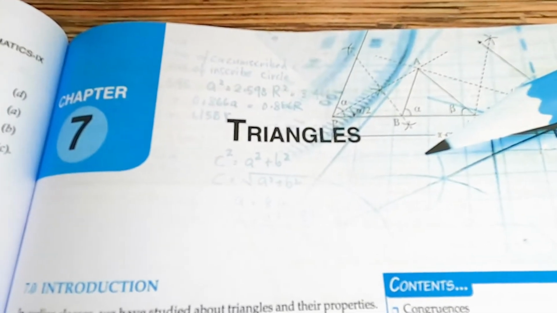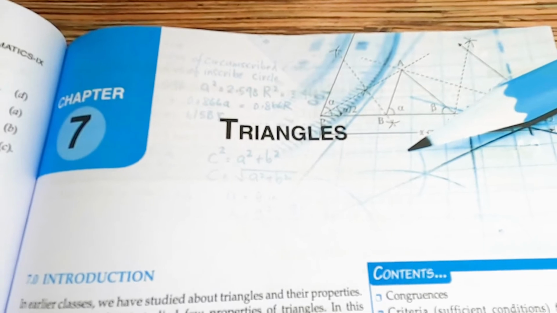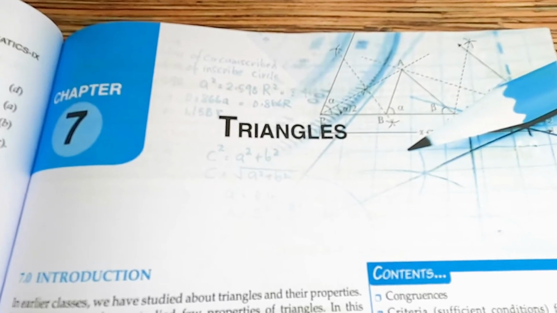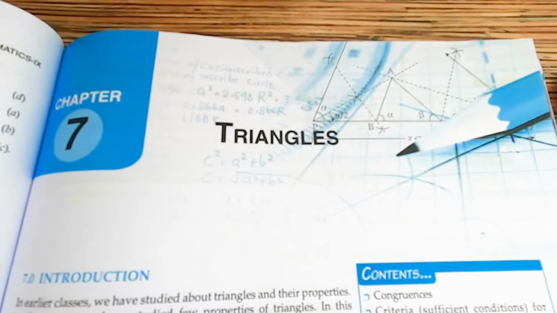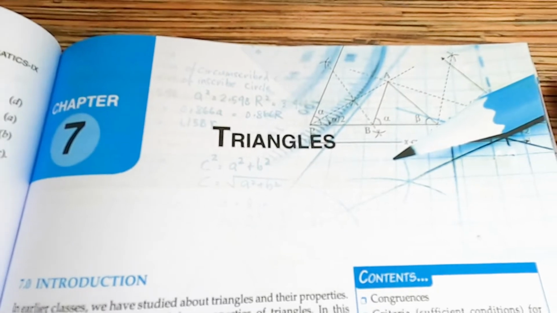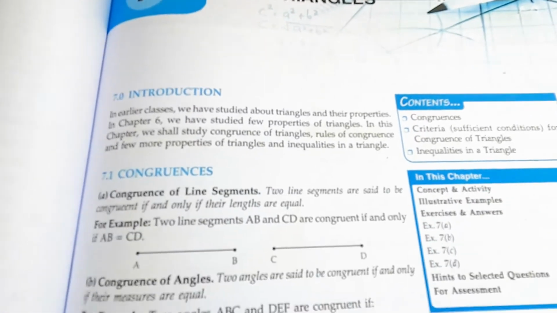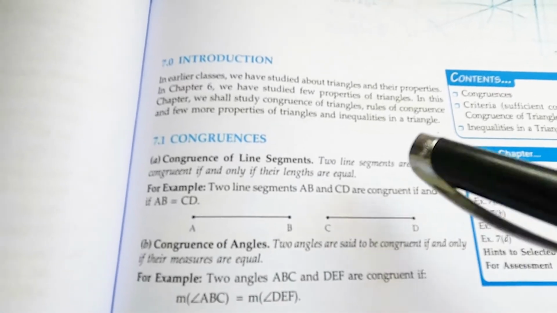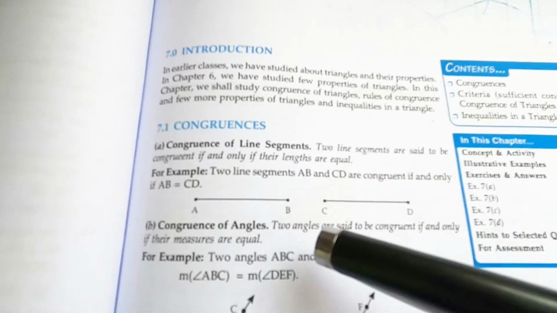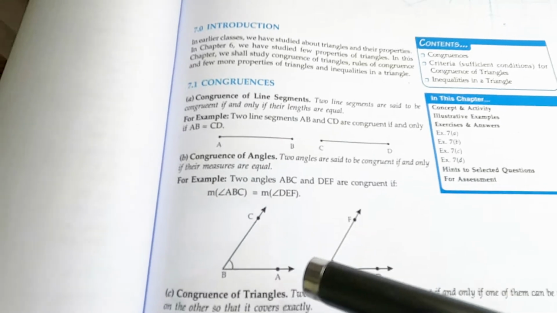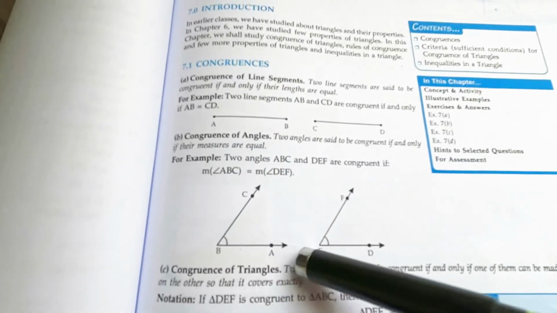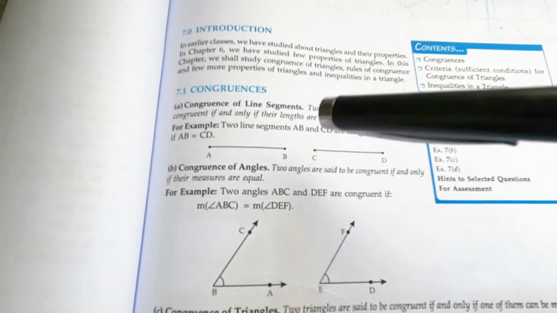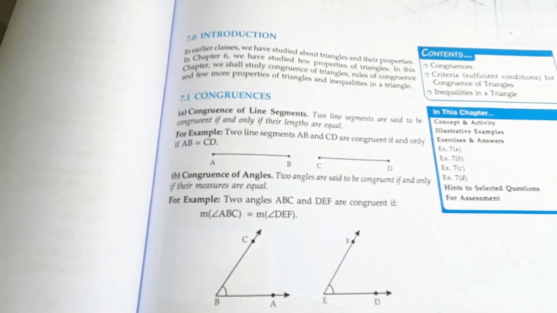Today we'll be starting with chapter 7, triangles. All the basic properties we have done in class 7 and class 8, so I will not go through all those. We will directly go to the next topic, that is congruence. In congruence, there will be congruence of line segment, congruence of angles, and also congruence of triangle. We will discuss these one by one.